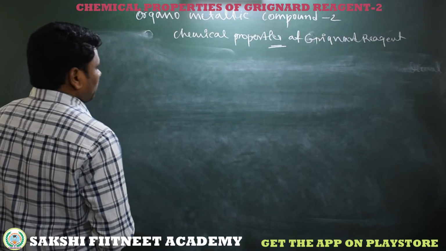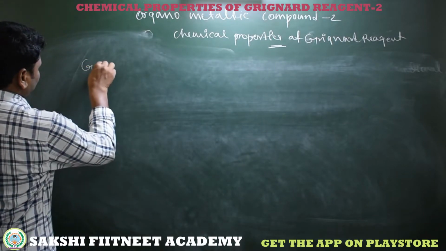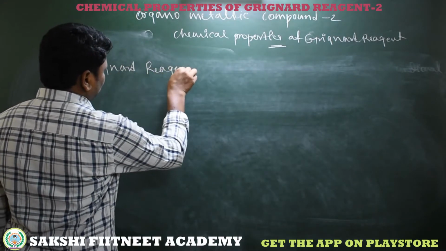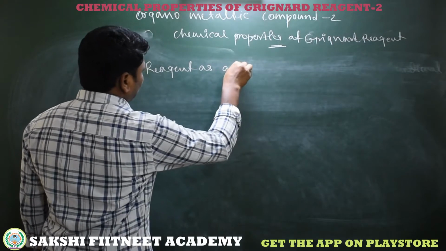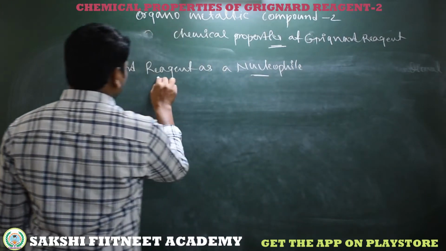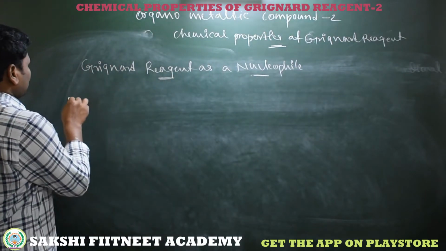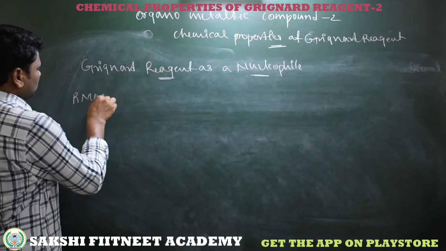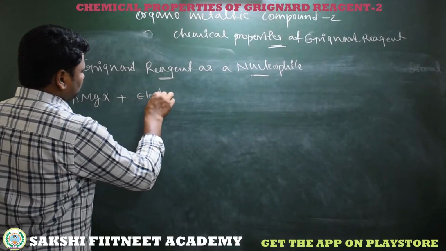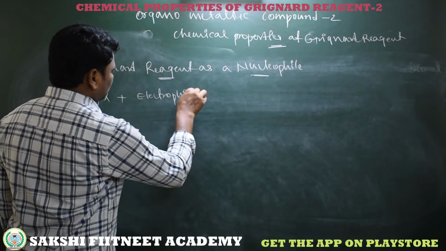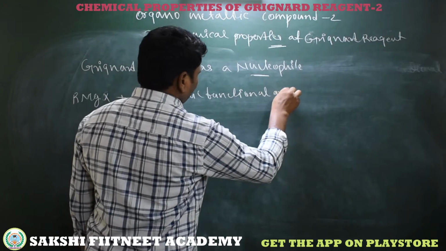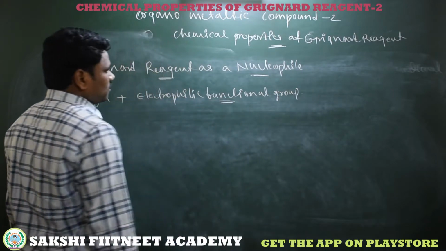So, chemical properties of Grignard reagent. Now in this session, we are discussing Grignard reagent as a nucleophile. Simple. Here I am writing a general formula, RMgCl or RMgX, with the electrophilic functional groups. So what are electrophilic functional groups?